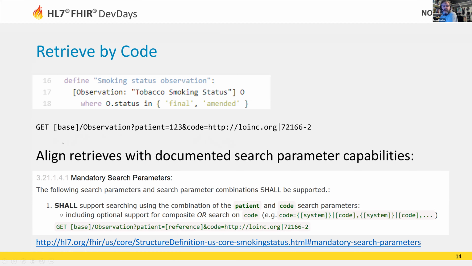And so you want to align those retrieves with documented search parameter capabilities. So for example, this is the search parameter definition from US Core smoking status observation in the US Core profiles. And it says systems shall support searching using the combination of patient and code. And so this observation we know is aligned with that search parameter definition.